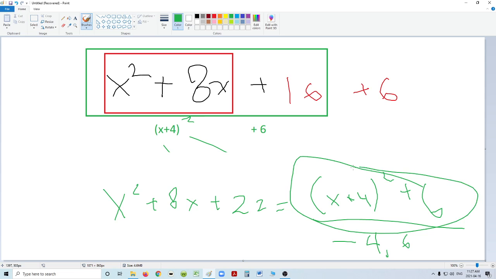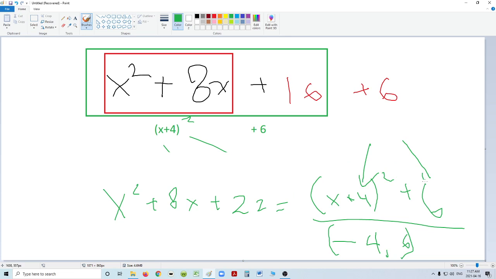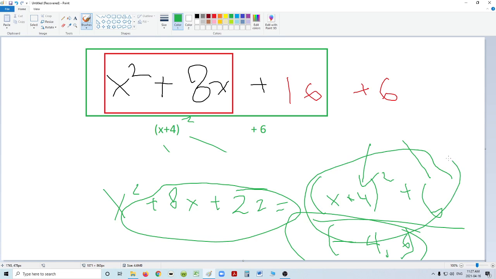So learn your vertex format first of all. If you don't know how to find the vertex from that, it's always this number and that number, but the x is always the reverse sign. And you also have to be aware that your x cannot have anything in front of it. It's always 1x. We'll get to that in a second. But look at that. I've converted this to vertex form using a perfect square.